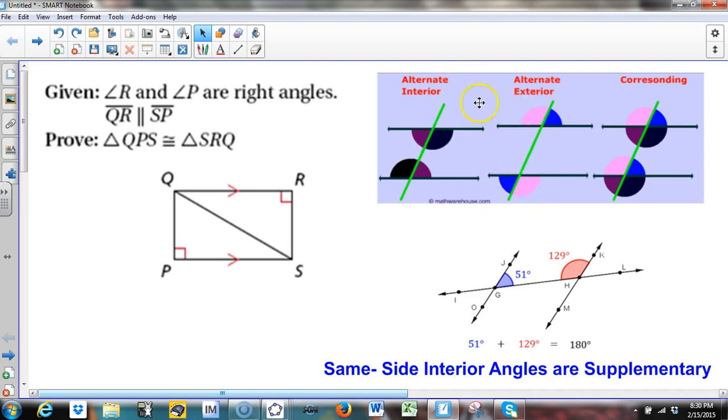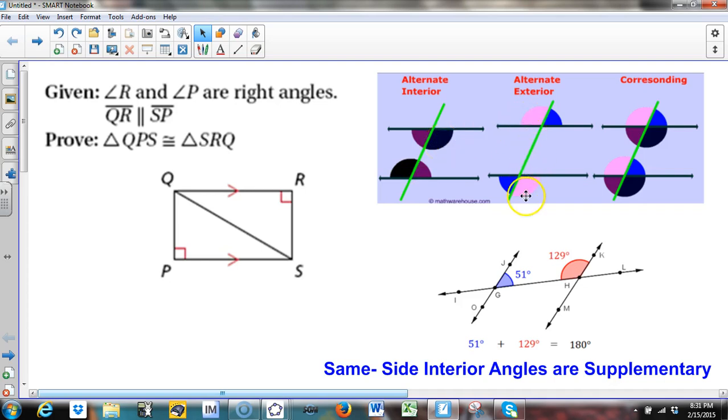So this picture here shows our 3 congruent angle pairs. When lines are parallel, remember alternate interior: this purple and this purple, these 2 alternate interior angles are congruent to each other. That's a relationship that's always true. And then these darker, bigger, obtuse angles here are also alternate interior.